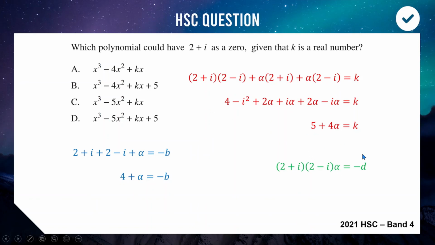All right, and our last equation is the product of the three roots, so alpha, beta, gamma. This is equal to negative d over a, but we don't know whether d is 0 or 5. So we get 5 alpha equals minus d.